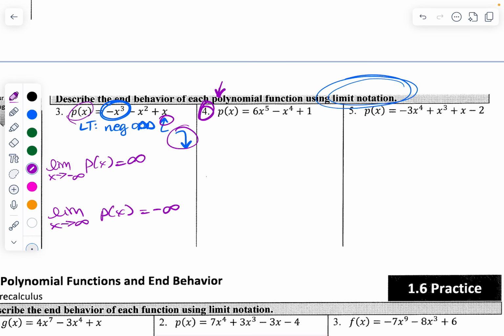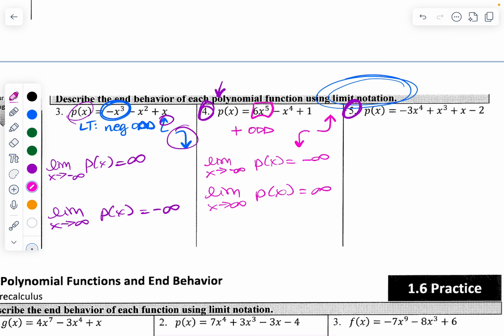All right, push pause right here. And I want you to try number 4 and number 5 on your own. All right, hopefully you tried it. Remember, we're going to look for that leading term first. This tells me that it's positive and odd, which means we're going up to the right, and opposite is down to the left. So we say the limit as x approaches negative infinity, P of x is going downwards, and the limit as x approaches positive infinity, P of x is going upwards.